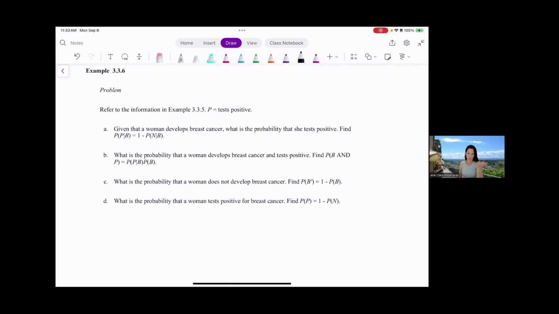Going back to this problem that we just worked on, P is testing positive. So recall that we had the probability of being negative was 85%. The probability of developing breast cancer was 14.3%. The probability of testing negative given you had breast cancer was 2%. We calculated the probability of testing negative and having breast cancer to be 0.286%. Let's see what else we need here.